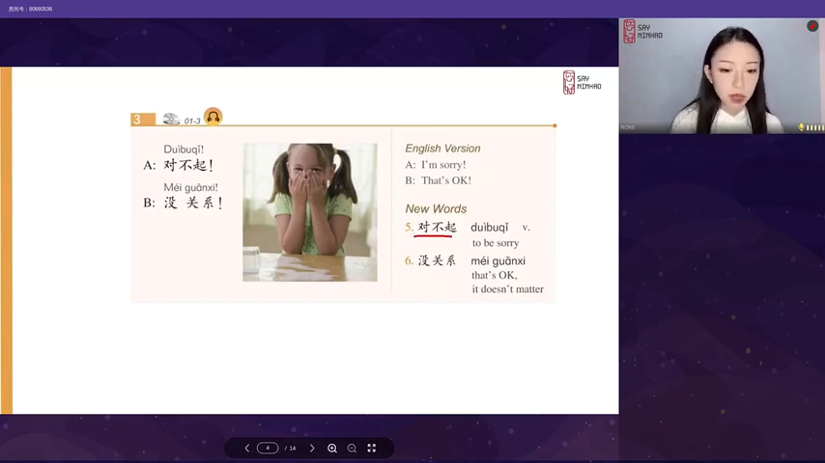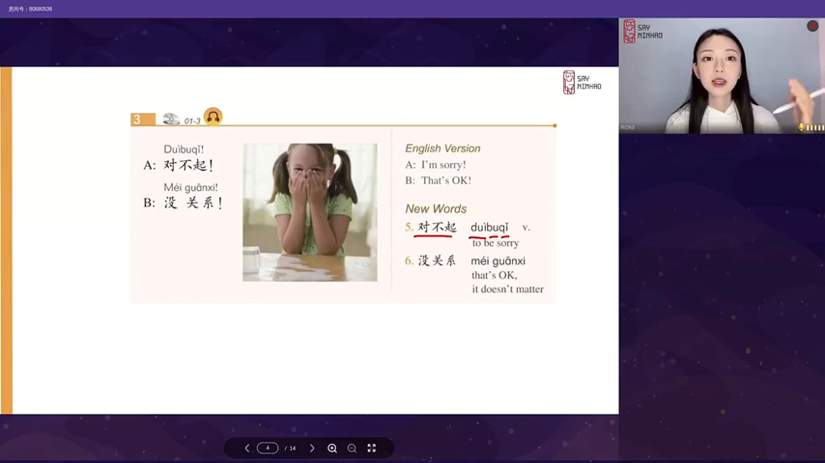This one is 对不起. 对不起 means sorry. There are three characters, so let's separate the pinyin into three. The first one is 对. The initial is d, the final is ui, and the tone is the fourth tone. So 对.